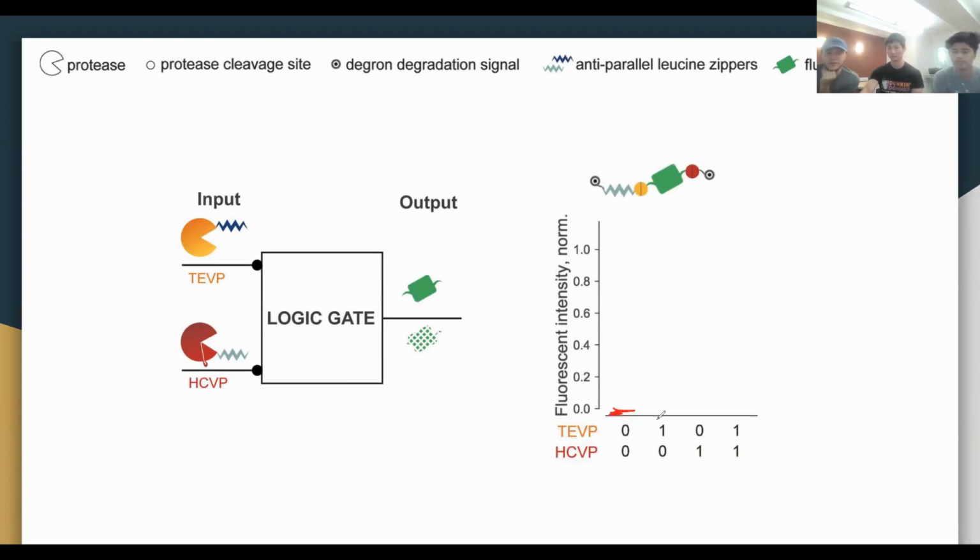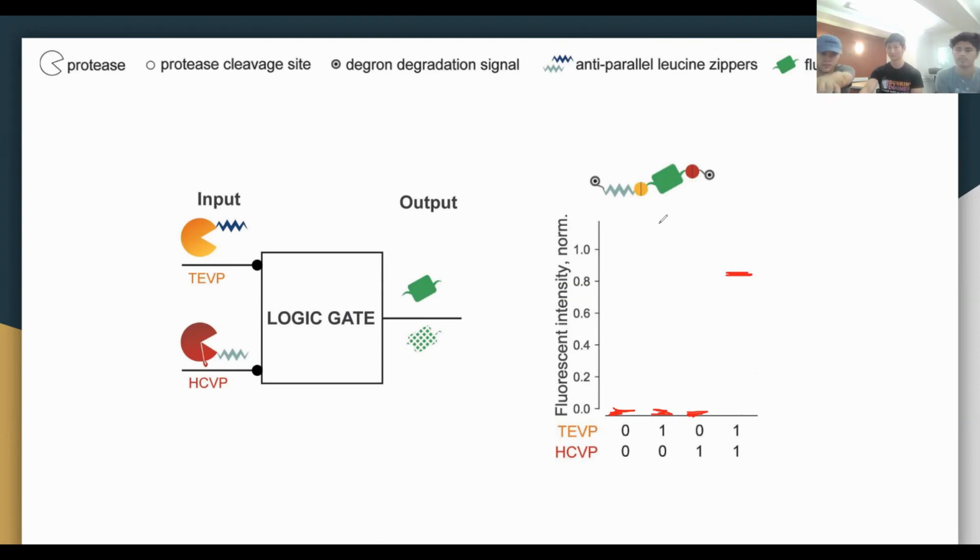You're going to need both for this one. Yeah, because you have degrons on either side. If you chop here, there's still one on this side. So it's still no signal in this one. How about with both? Signal. Exactly.